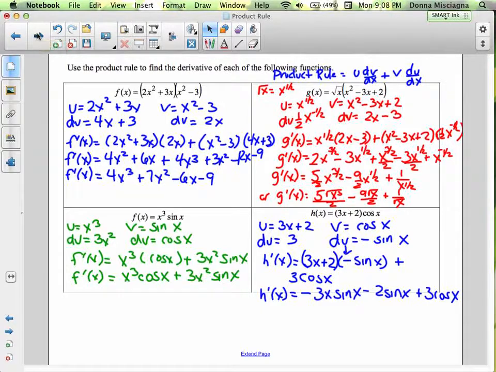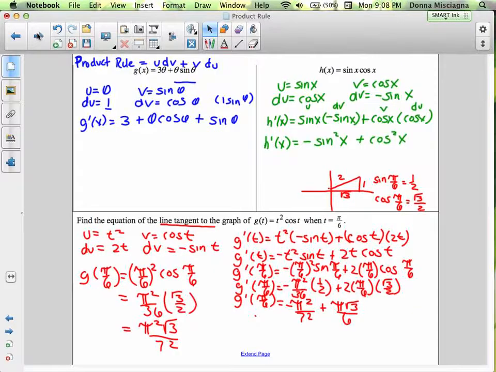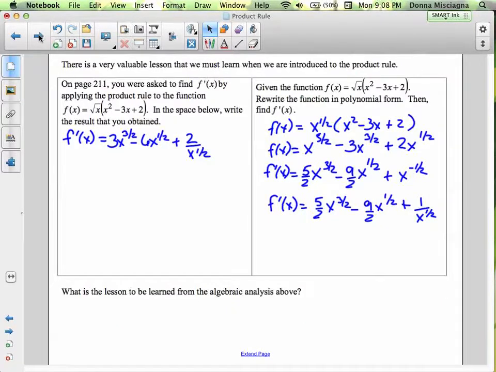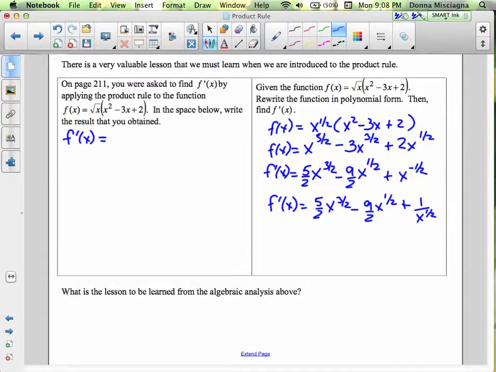Make sure you write the coefficient and you don't leave it off. I had it above. I just forgot to plug it in. So now we can fix this answer: 5/2 x to the 3/2 minus 9/2 x to the 1/2 plus 1 over x to the 1/2.